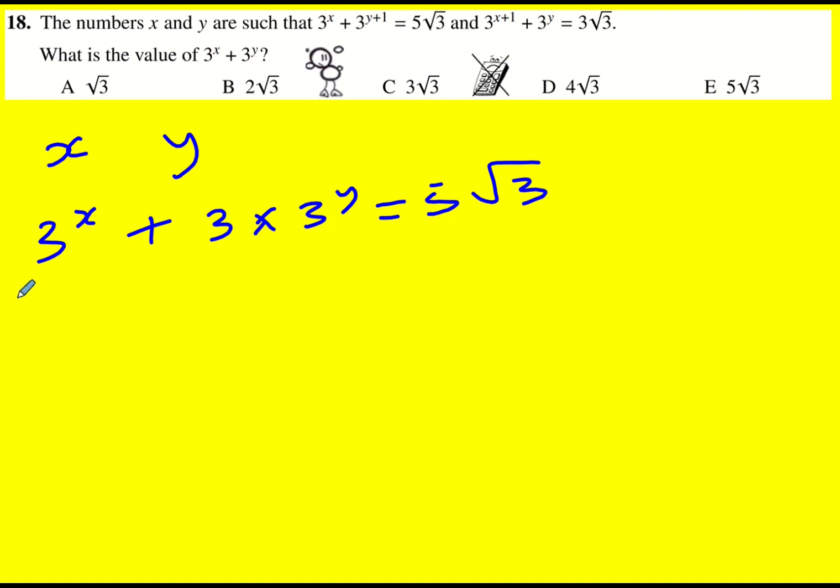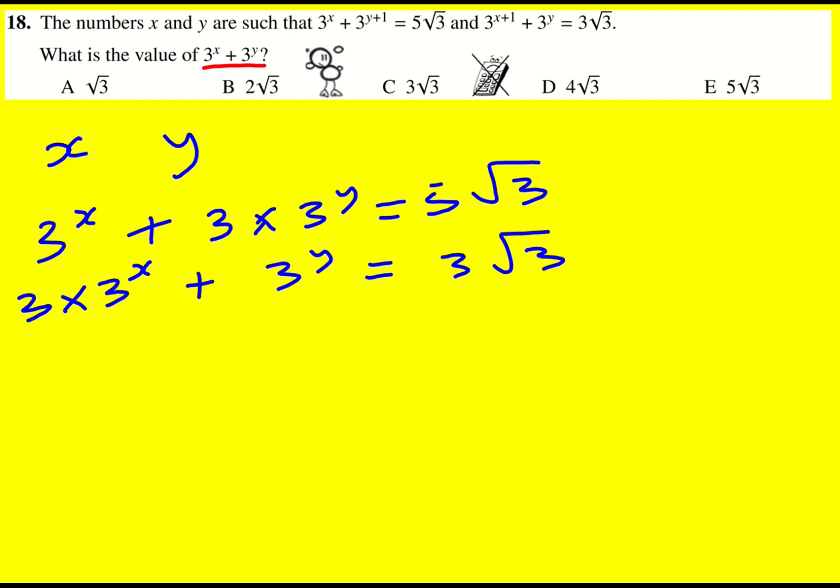And I can do exactly the same over here. It's going to be 3 times 3 to the x plus 3 to the y is equal to 3 root 3. And we're not actually interested in finding x and y. We're just interested in finding 3 to the x plus 3 to the y.